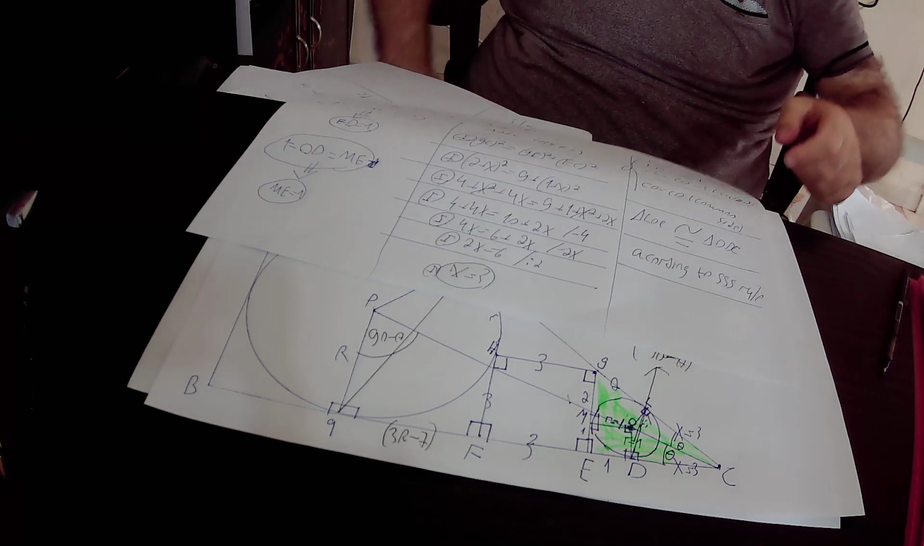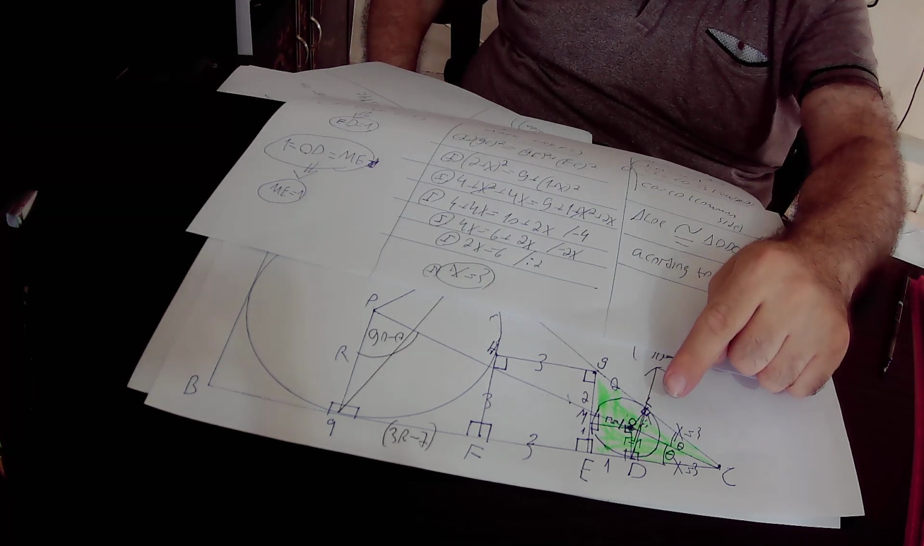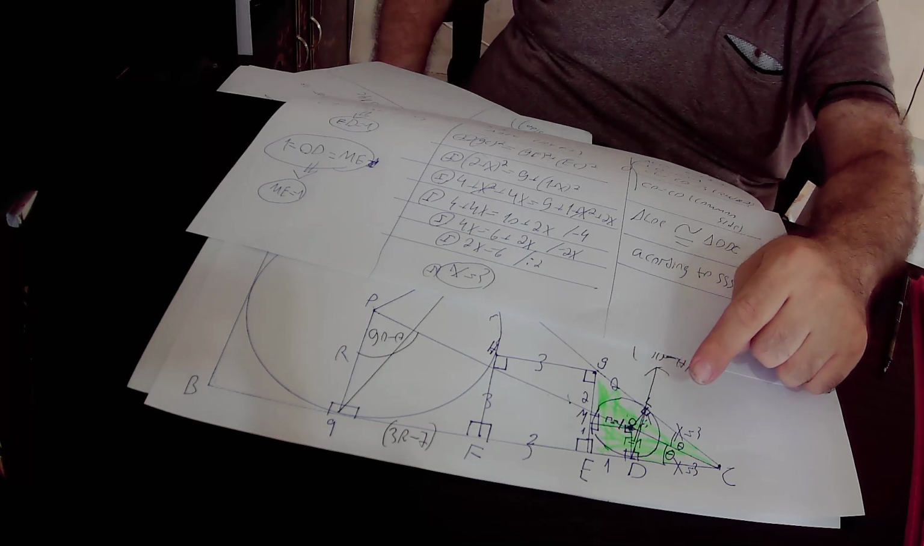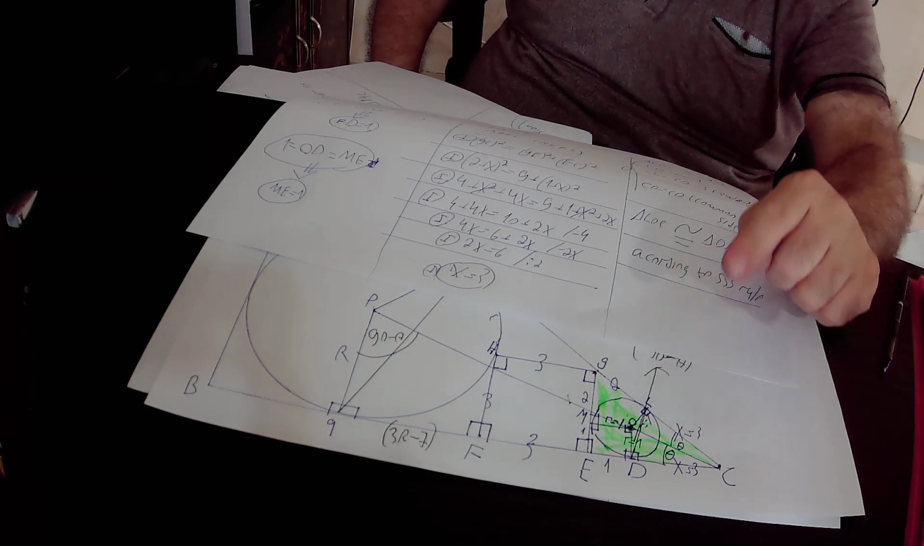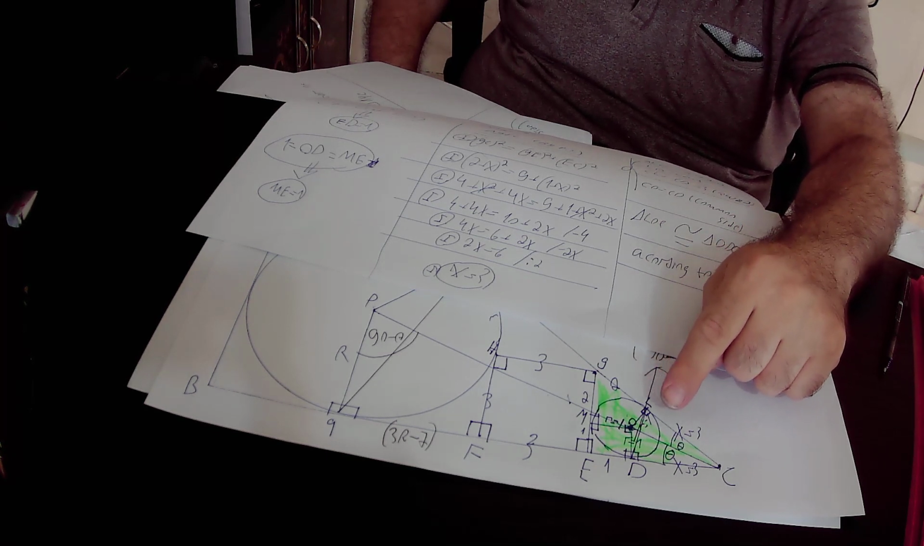Then we joined points O and L together by a straight line. Point O is the center of the circle. Point L is a point on the circle itself. Therefore, LO is the radius of the circle, that is equal to 1.